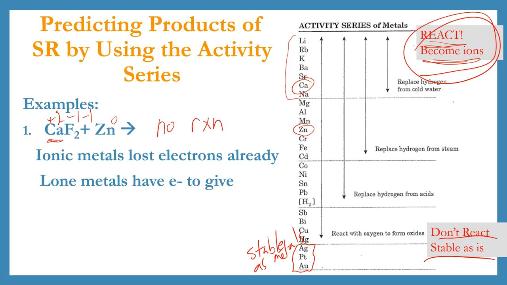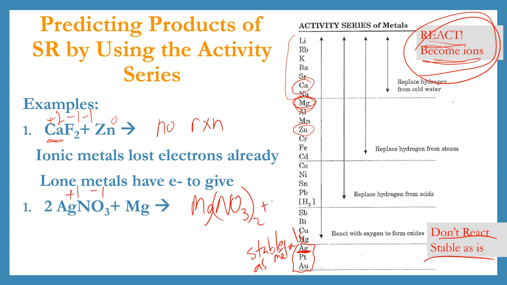And that's the kind of stuff I'm expecting you to know. So silver nitrate, silver being down here, this is in the +1 form because it's with nitrate, which is -1, and magnesium, which is higher. So now magnesium, since it's higher than silver, is going to want to change places with that silver. So magnesium would go to magnesium nitrate, and the silver would come out.